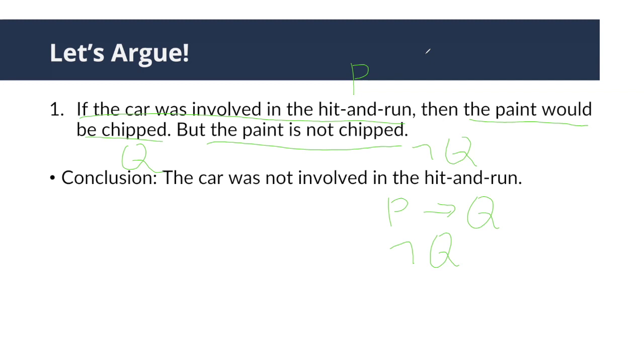And if you still remember those 5 inference rules, if not, you can go back to check the video. If you remember the inference rules, that's exactly the premises for the second rule, which is, if P implies Q is true and not Q is true, we can imply not P is true, which is the car was not involved in the hit and run accident.